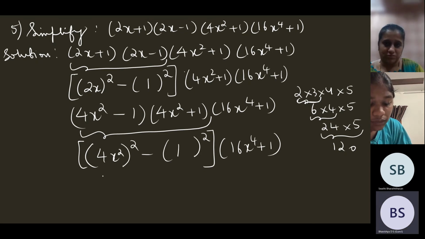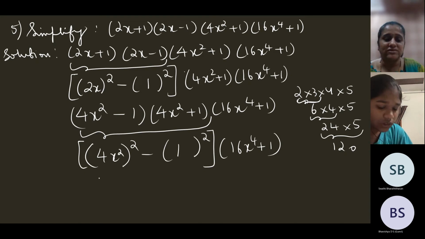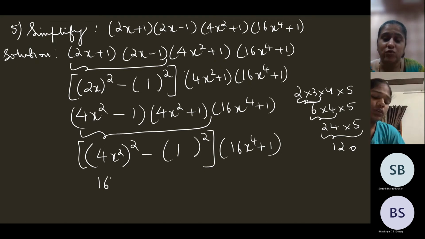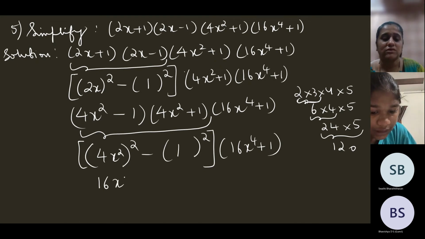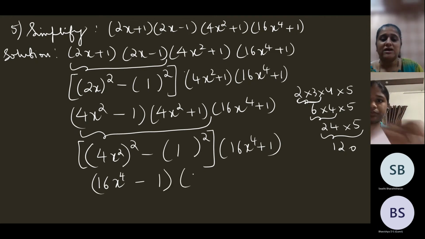Ma'am, 4x square whole power square is 16x power 4, ma'am. Very good. 4x square into 4x square. 4 4s are 16. X square into x square is x power 4. 2 plus 2, 4. Very good. Minus? Minus 1, ma'am. Yeah, in a bracket and write this as it is.